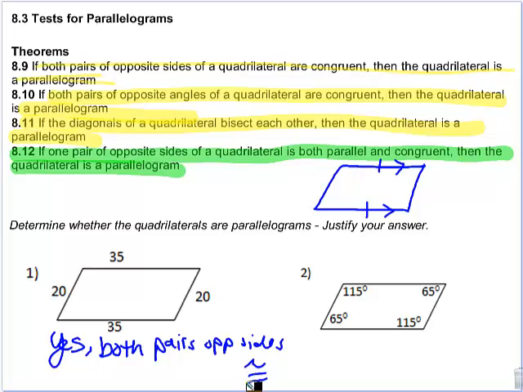Next one, number 2. Why is or is this not a parallelogram? So yes, this is. Opposite angles congruent. Because the opposite angles are congruent, we know we have a parallelogram. Are those two examples okay?